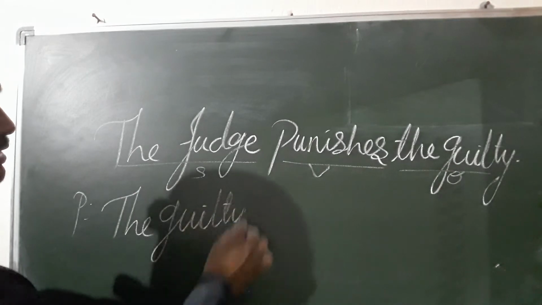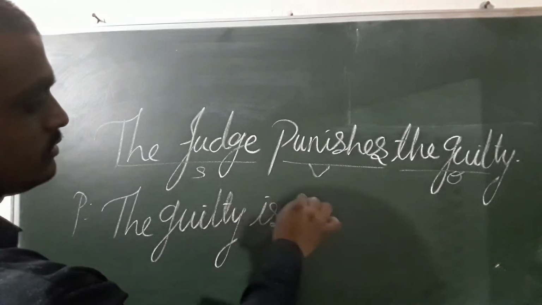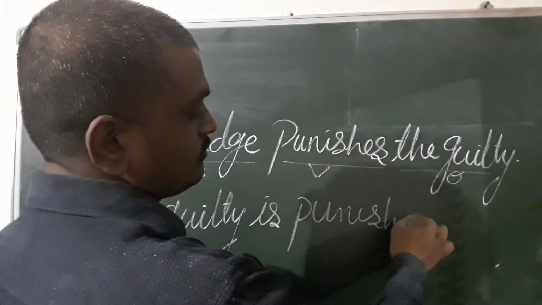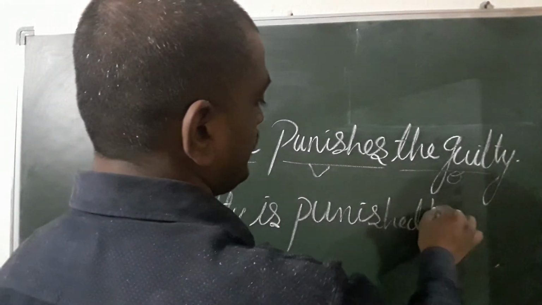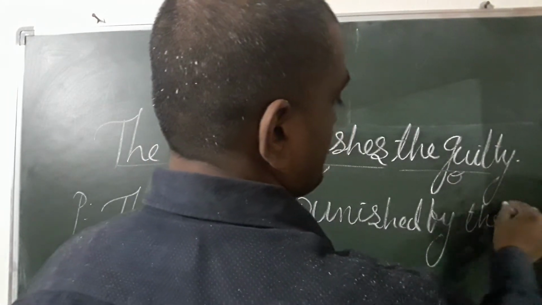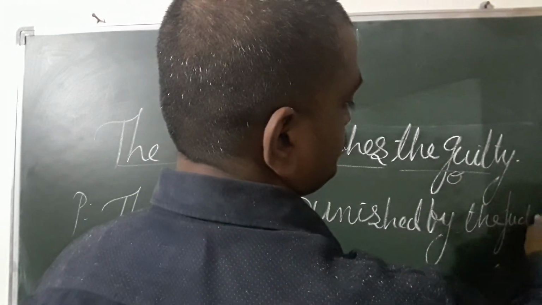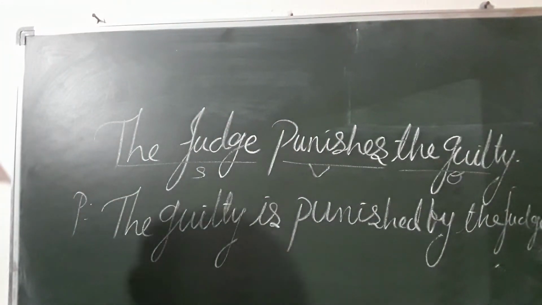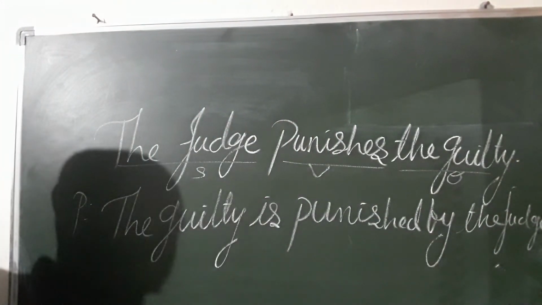The guilty is punished, changed into punished. The guilty is punished by the judge. So the below sentence comes in the passive voice and the above sentence comes in the active voice.